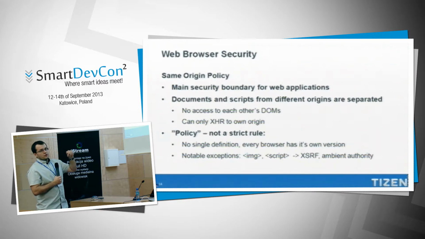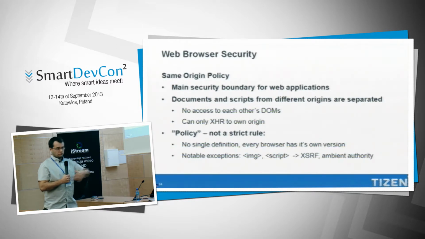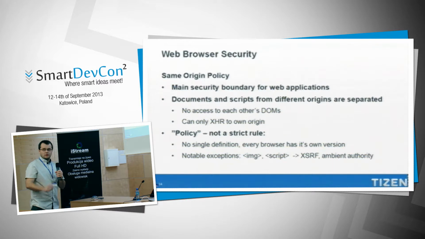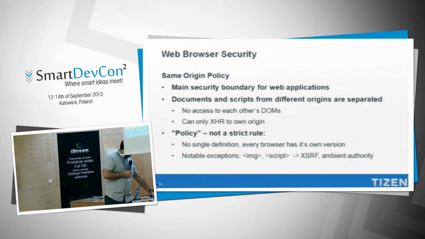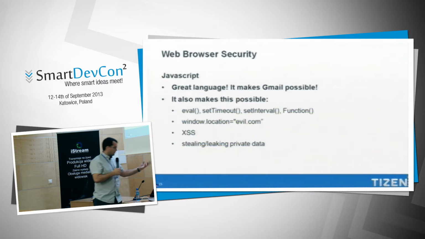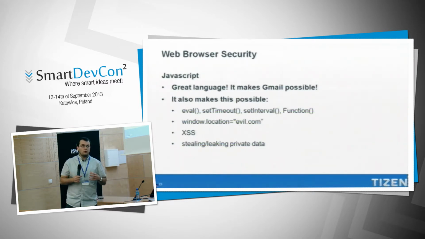That's just a policy, so it's not a strict rule. There is no single definition. Every browser has its own set of rules, its own implementation. And there are notable exceptions from the same origin policy, for example, image tags, script tags. Having those exceptions means you can have attacks like cross-site request forgery and the whole class of ambient authority attacks. So the browsers need to close those holes.